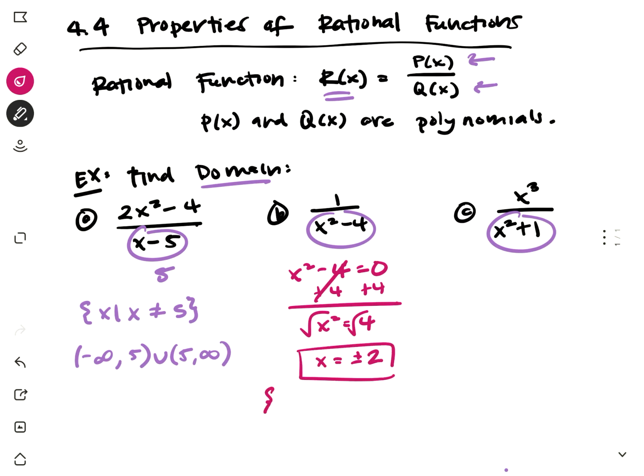All right, so if we're trying to write this formally, x such that x is not equal to negative 2 and 2. Or if we're doing this in interval notation, negative infinity to negative 2, negative 2 to positive 2, and then from 2 to infinity.